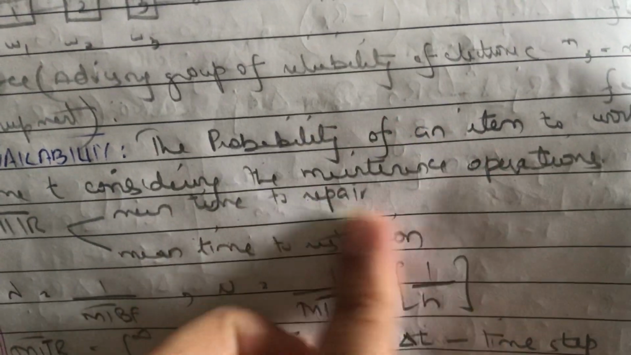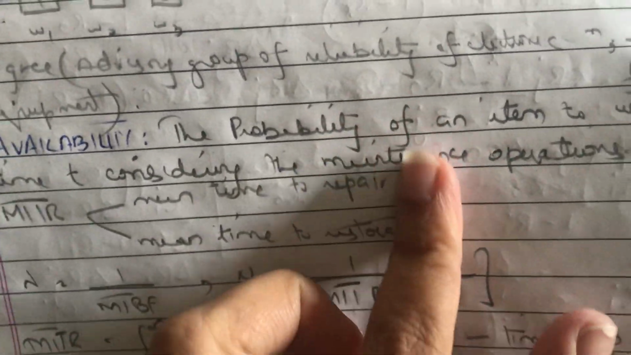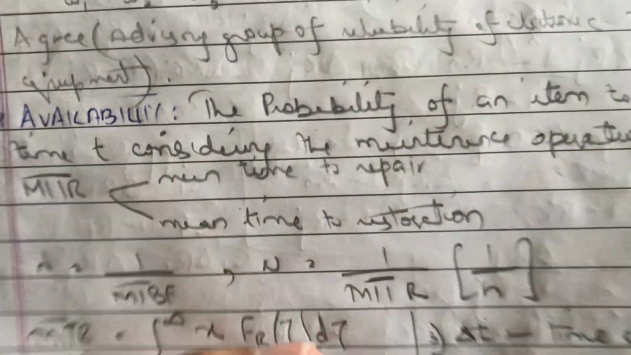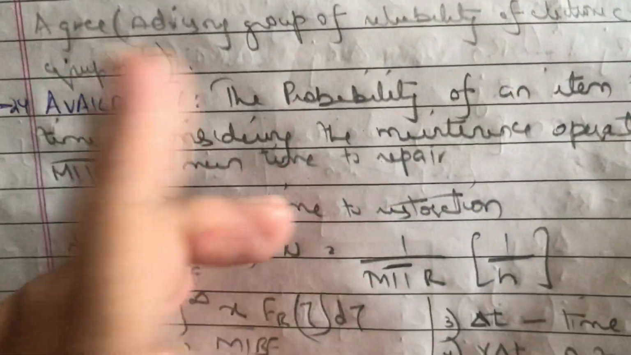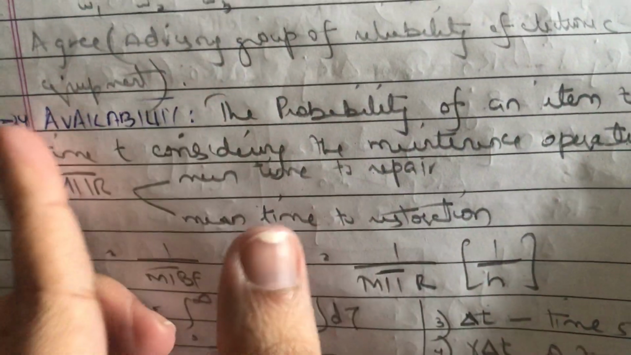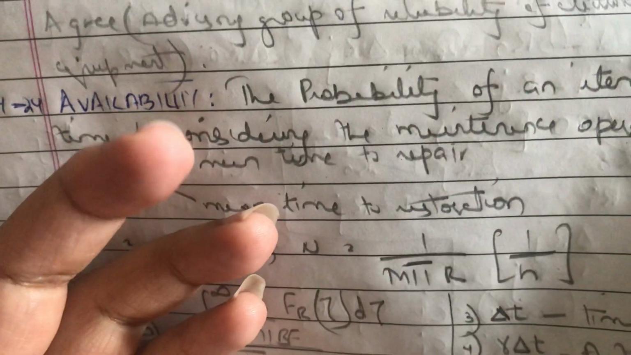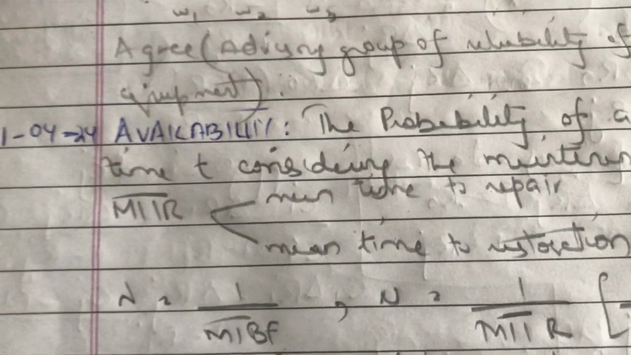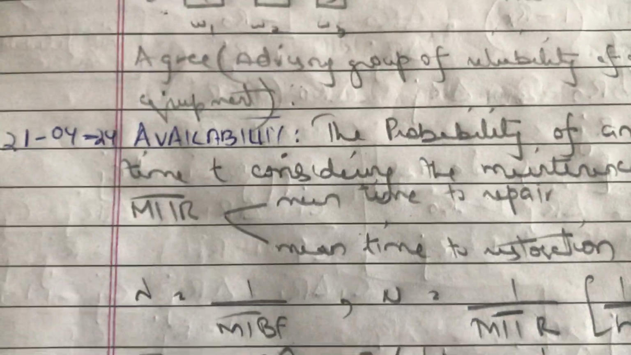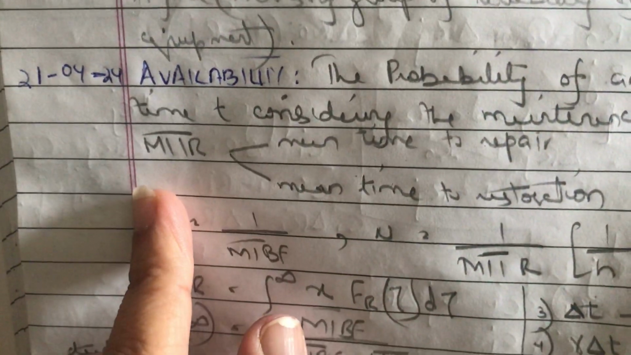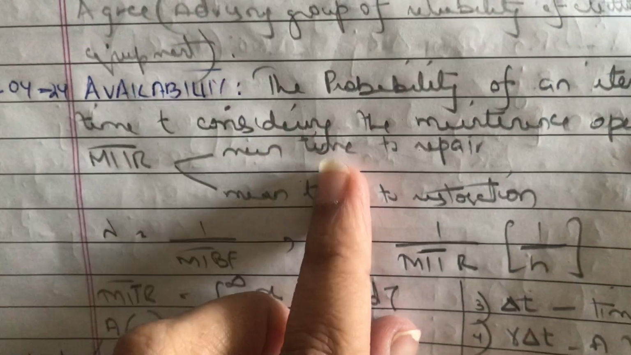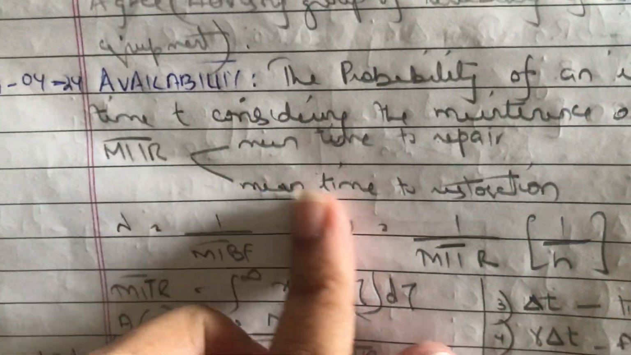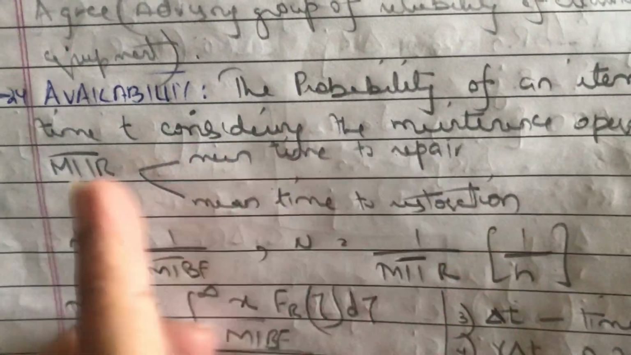So there is just the chance of maintaining or repairing our item. So that is the availability. How much is the availability of an item to get repaired? In this we have MTTR. What is MTTR? MTTR is the mean time to repair or the mean time to restoration.